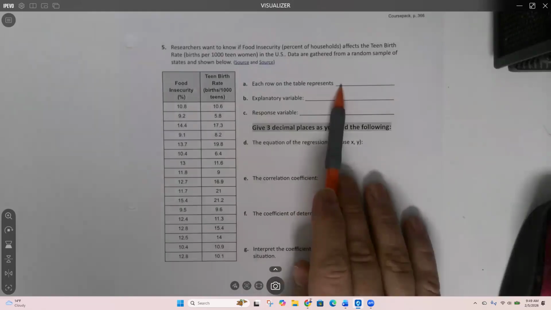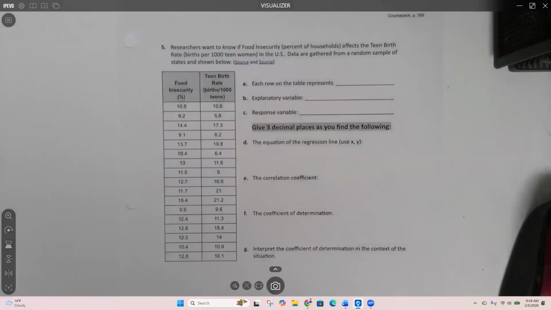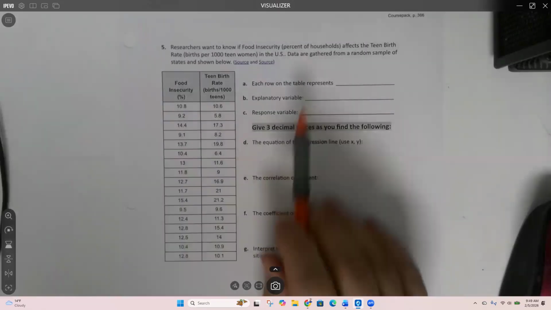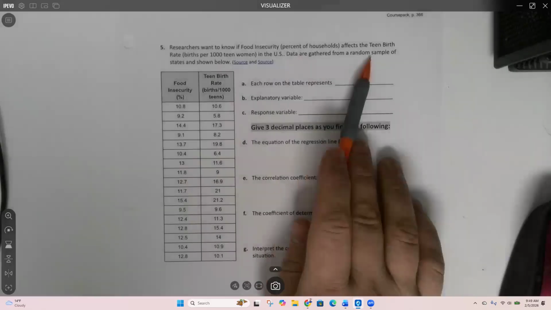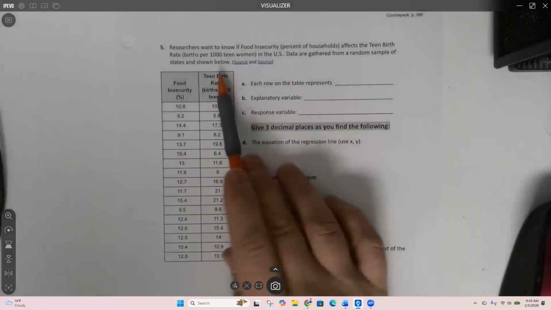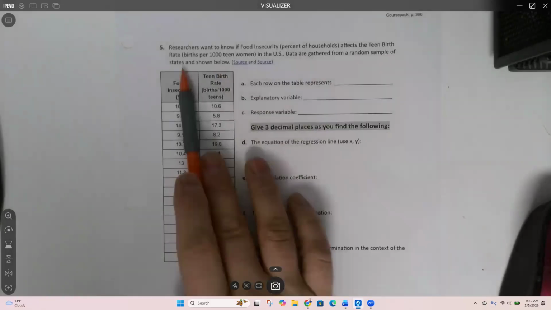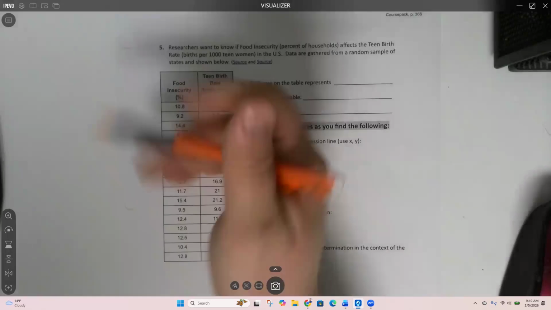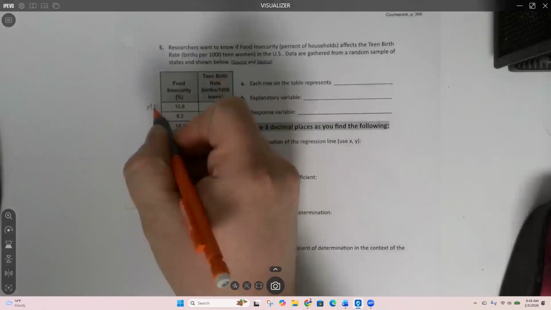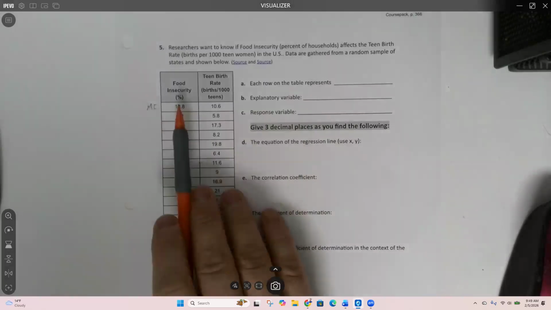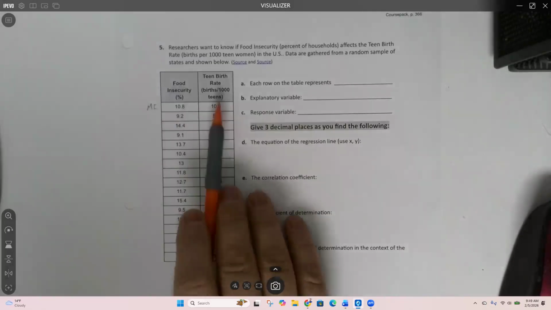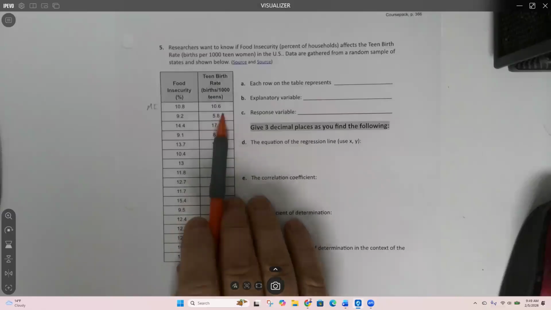What do you think? Hey, you got it, Chanel. So you look at what were you sampling? What was your sample or what was your population? And in this case, they say that this is a random sample of states. So I don't know which state it is. Maybe this is Michigan. So Michigan's food insecurity rate is 10.8%, and their teen birth rate is 10.6 births per 1,000 teens.